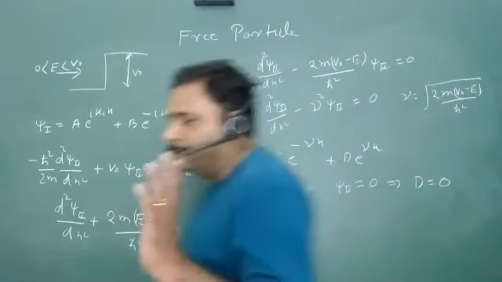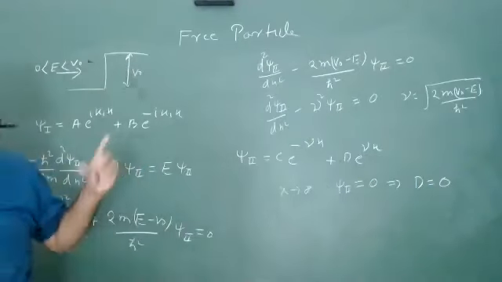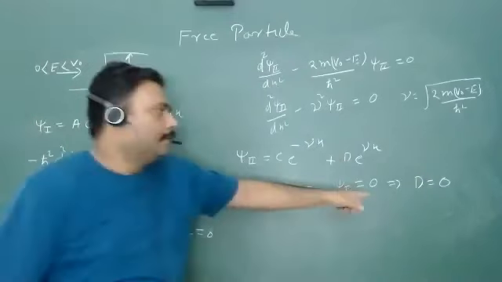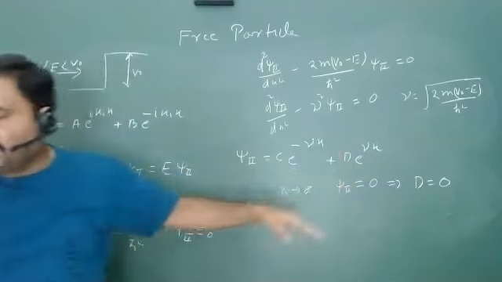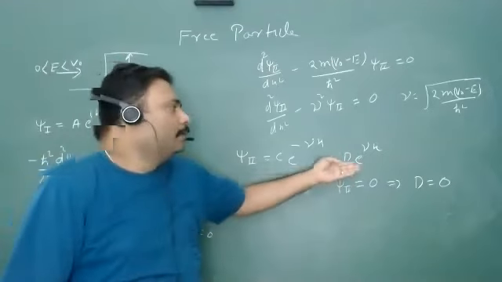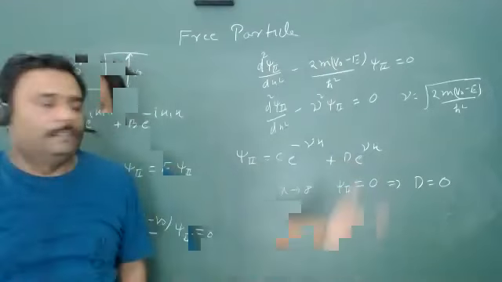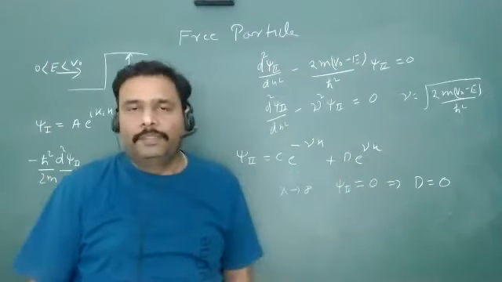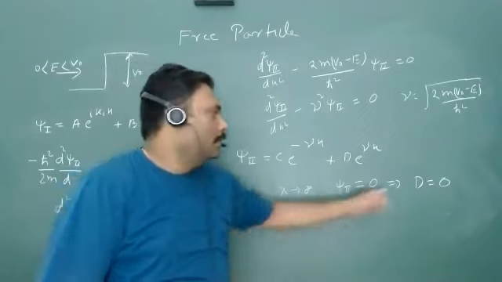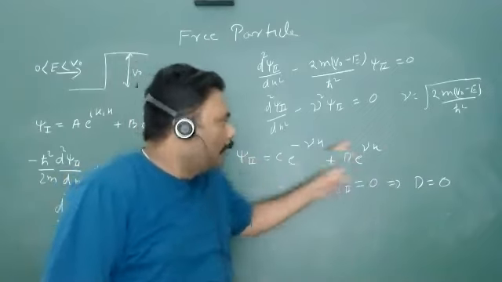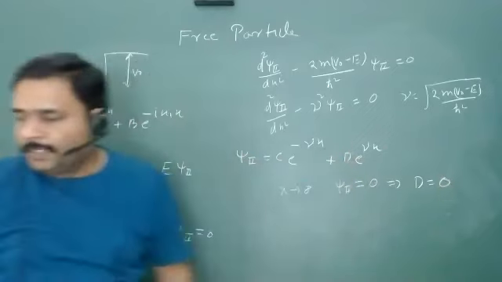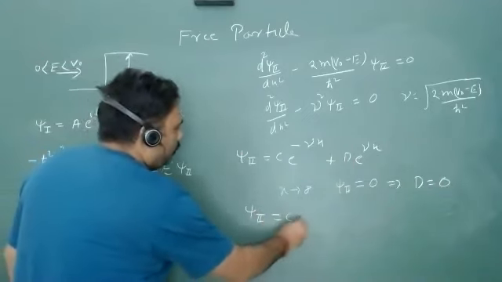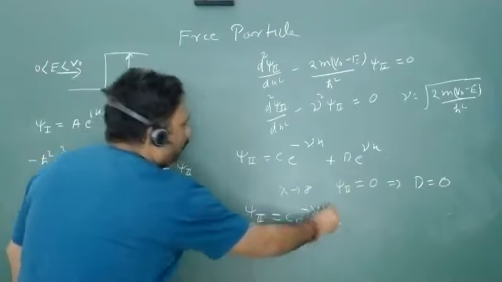Different reason here. In the last problem, we talked about a different reason. Here is the mathematics. Because if this goes to infinity, it doesn't make any sense. So it has to go to 0, and it will go to 0 only if d is equal to 0. So what will be psi 2? The psi 2 is equal to c e to the power minus gamma x.